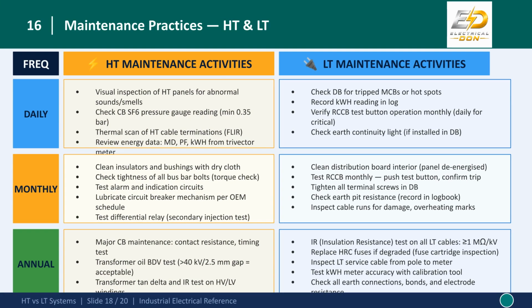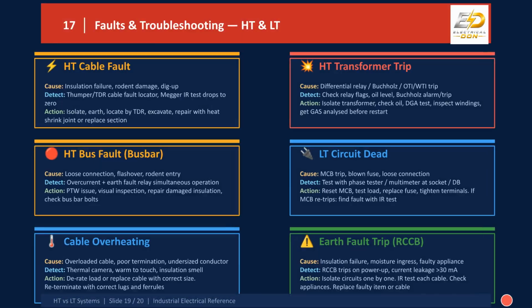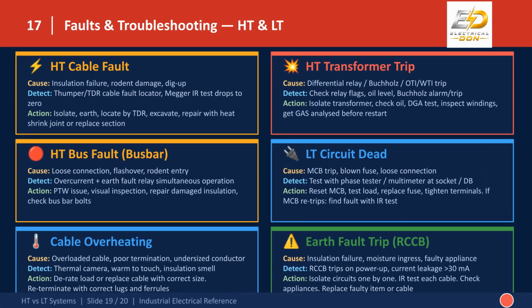Maintenance practices vary by system. Daily HT tasks include visual inspection and SF6 pressure checks. Monthly HT checks involve insulator cleaning and lubrication. Annually, major maintenance includes circuit breaker testing, oil BDV tests, and relay calibration. LT maintenance is less complex, focusing on checking tripped MCBs daily. Monthly checks involve testing RCCBs and tightening terminals. Annually, LT maintenance includes insulation resistance tests, inspecting service cables, and checking earth connections.